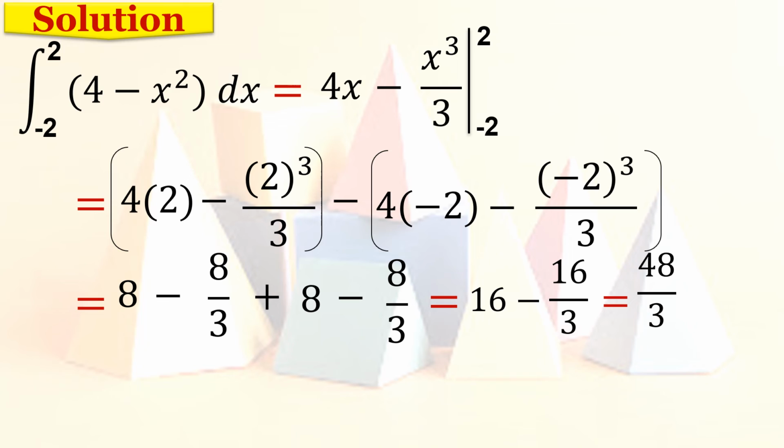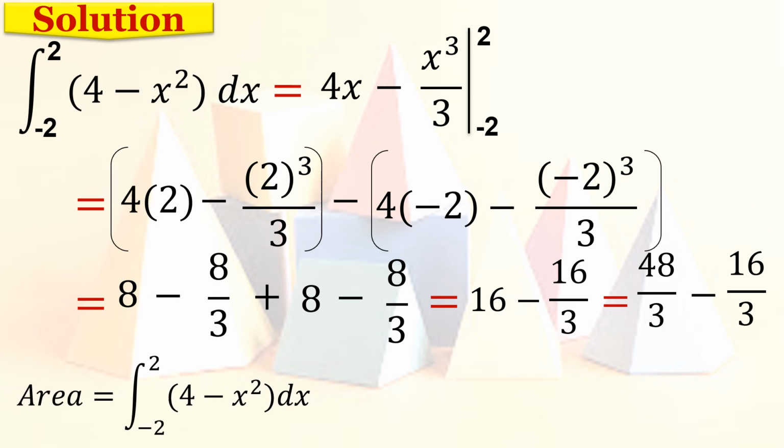And from here, we have 48 over 3 minus 16 over 3. So just multiply 16 by 3 over 3. So from here, we have 48 minus 16, it is equal to 32. So we have 32 over 3 square units as the area bounded by the curve and the x-axis.